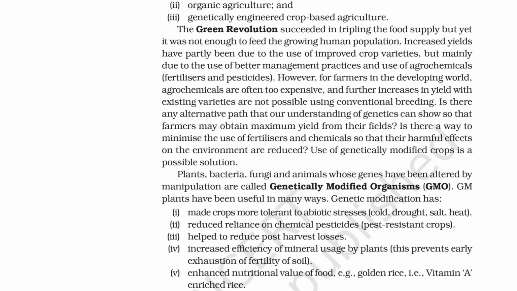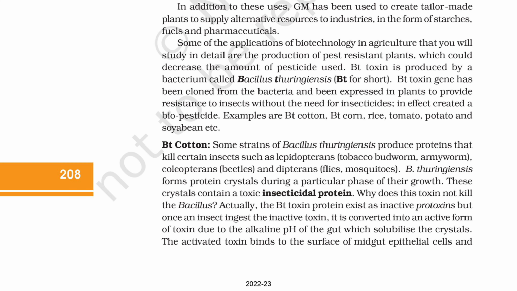GM plants have been useful in many ways. Genetic modification has 1. Made crops more tolerant to abiotic stresses: cold, drought, salt, heat. 2. Reduced reliance on chemical pesticide, pest-resistant crops. 3. Helped to reduce post-harvest losses. 4. Increased efficiency of mineral usage by plants. This prevents early exhaustion of fertility of soil. 5. Enhanced nutritional value of food. Example, golden rice, that is, vitamin A enriched rice.